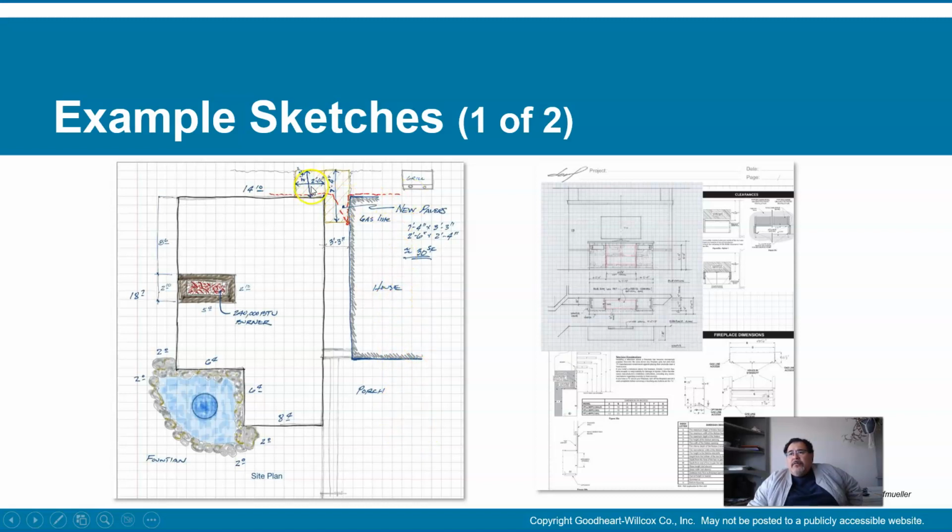Oh, here they're referring to new pavers. You see this notation here, new pavers. So this little area, the 7'4", and the 2'6", and the 2'4", I'm not sure what it is, but it's showing you the location of pavers on this path of travel. Then over on this side, you can see what looks like a floor plan and elevation, different views.